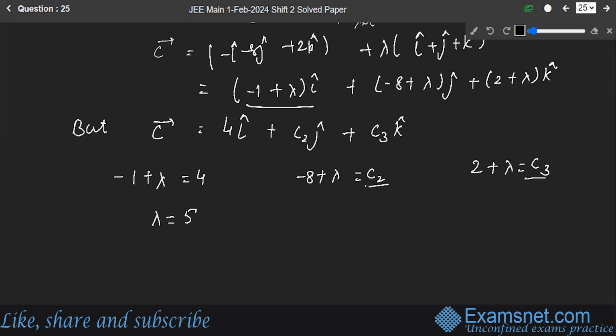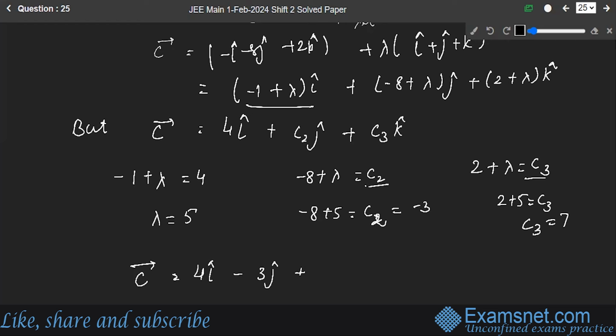If I put lambda is equal to 5, this will be c2. c2 will be equal to minus 3. Similarly, you will get c3 as 7. I got this. So now your c vector will be 4i minus 3j plus 7k. Okay.